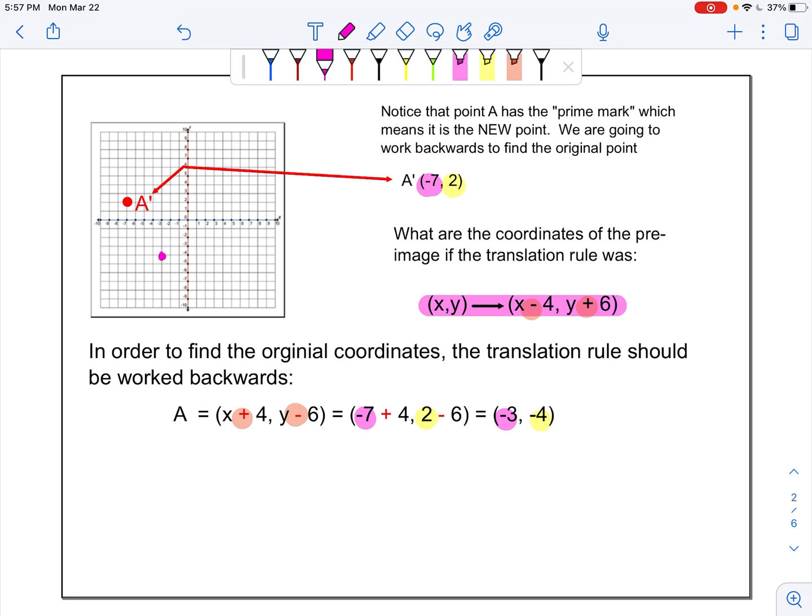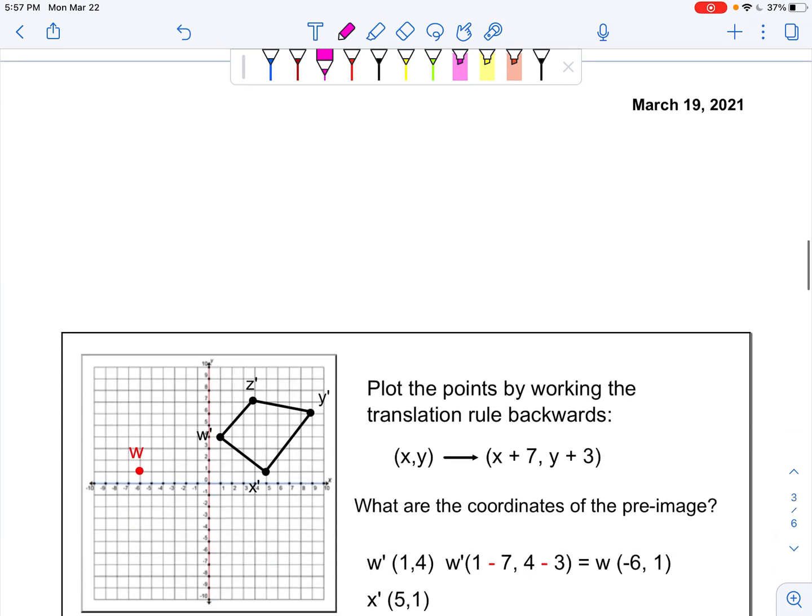And if you kind of wanted to check that a little bit, just to make sure you're in the right spot, you could subtract 4. So 1, 2, 3, 4, and then add 6. So 1, 2, 3, 4, 5, 6. And you can see it works. So in order to move backwards, you have to do the notation opposite.